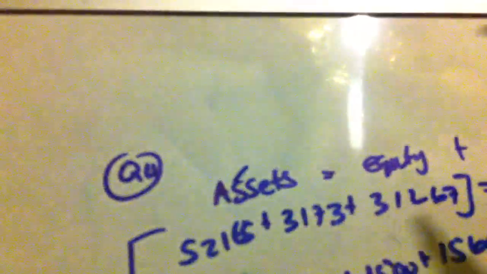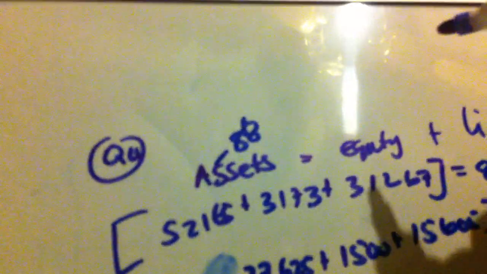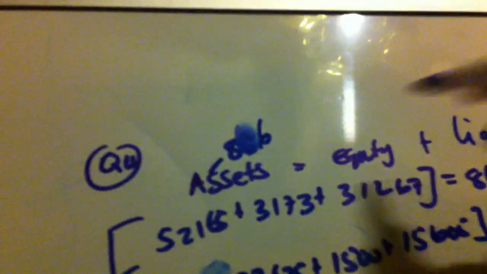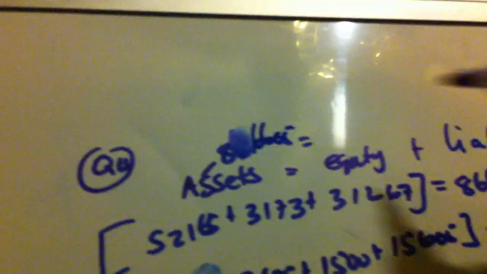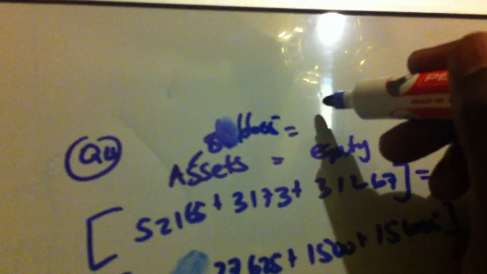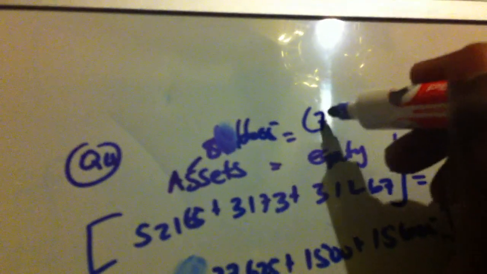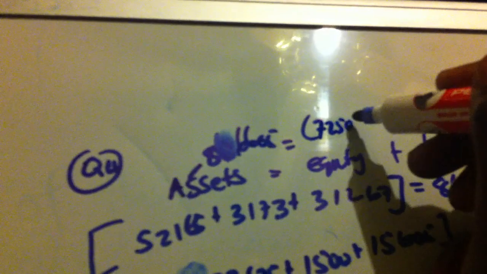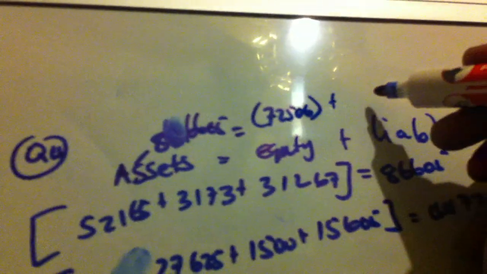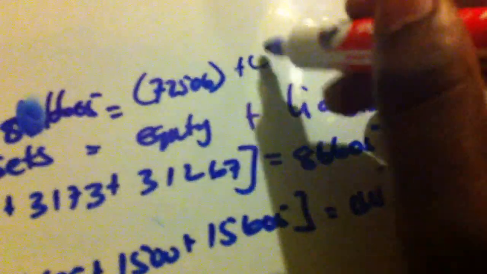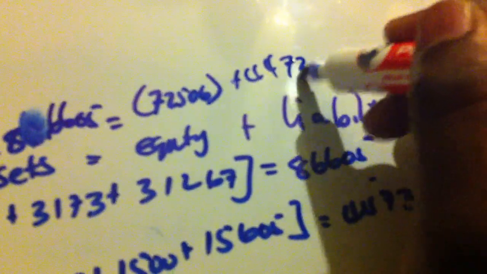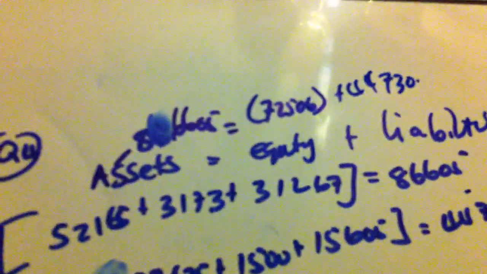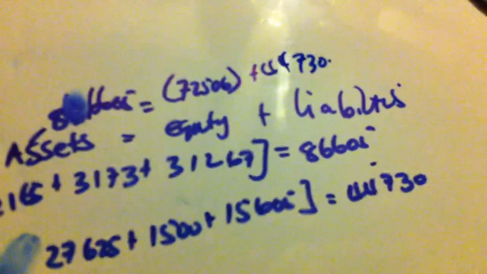You're going to replace this by your 86605. Equals to, you do have your opening equity, I'm just going to put it in brackets there. That's not our final answer. Plus, you do have your liabilities there as this figure, which is your 44730. So your assets equals to equity plus liabilities, isn't it?